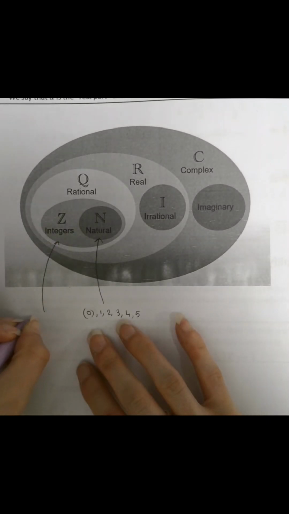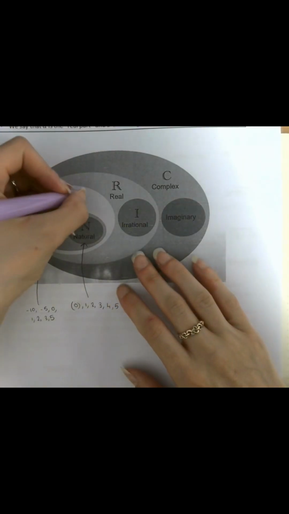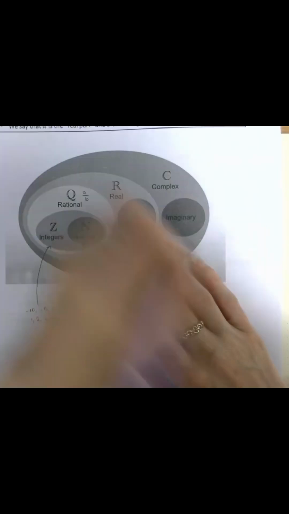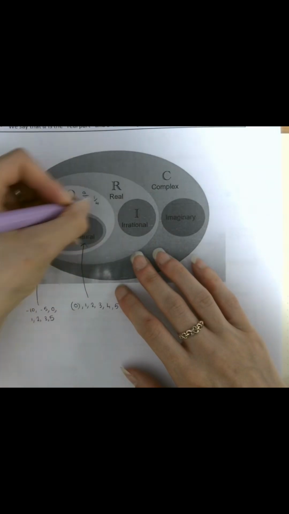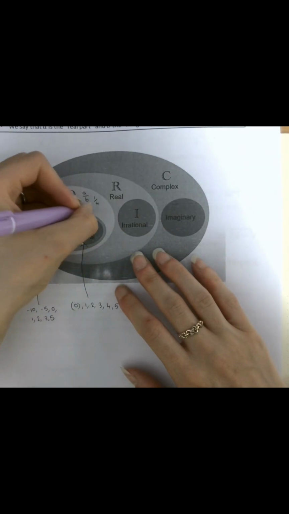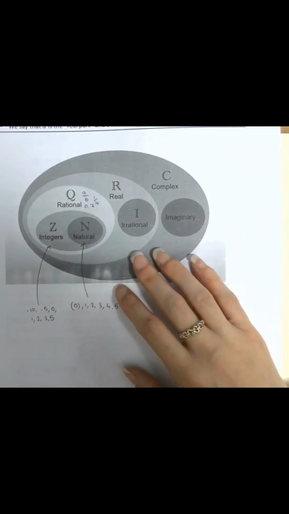So -10, -5, it definitely includes 0, and obviously all the positive integers as well. And then rational numbers. So integers all fall within rational numbers, and rational numbers are any numbers we can write in the form a over b, where a and b are both integers. So we can write, for example, a fraction, a quarter, or we could write something like 0.7, which becomes 7/10.